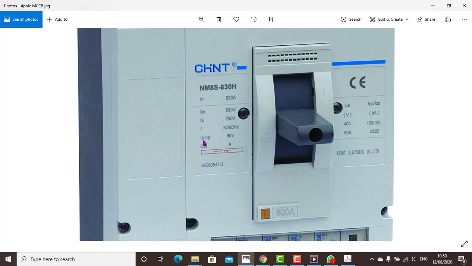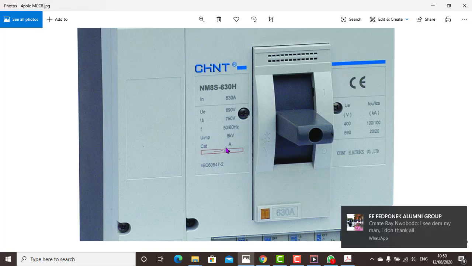Then we have UIMP. UIMP is 8 kilovolt. That is the impulse voltage, the laboratory test voltage. An impulse voltage was injected into this breaker and it survived up to 8 kilovolt. It's a strong breaker. Okay, that is impulse voltage, laboratory test voltage. Now let's look at Cat A.